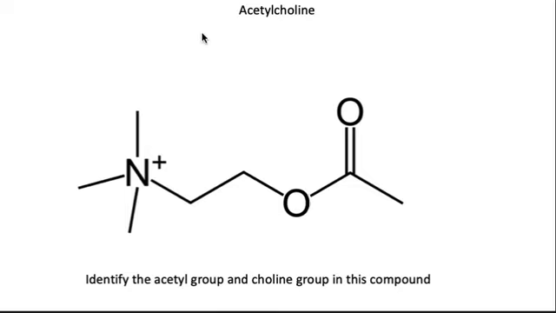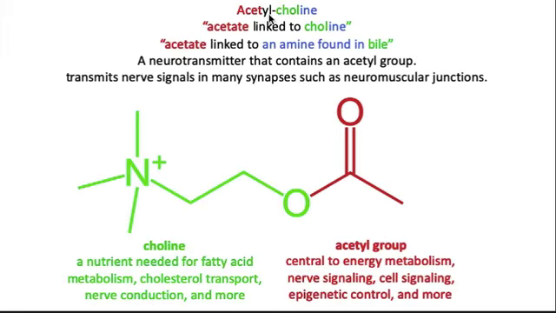So again, hopefully you're beginning to recognize the acetyl group. Whenever there's an oxygen interrupting a carbon chain, you know that something is linked there. So the acetyl group is the group to the right, and choline is the group to the left. Acetylcholine literally means acetate linked to choline. And any time you see YL in the middle of a chemical name, throw in the interpretation "linked to," and it's a lot easier to understand a lot of complicated terms.